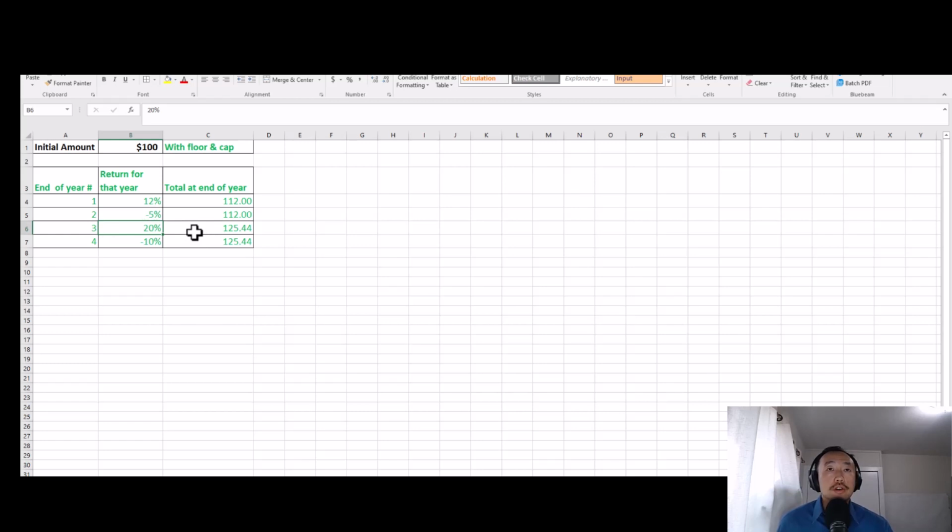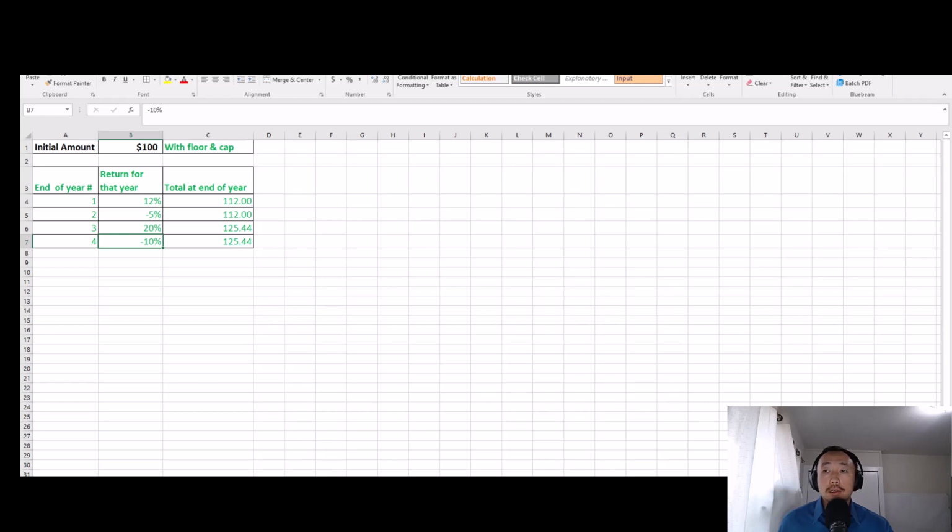And in year 4, the same example yielded a negative 10%, right? So the floor is protecting your money again from any losses. Since it's yielding a 0% return, your balance is 125.44. Now keep in mind that this example is just to illustrate the power of using a floor and cap, and not actual real returns of the S&P 500. Additionally, these numbers do not include fees, costs, or charges.